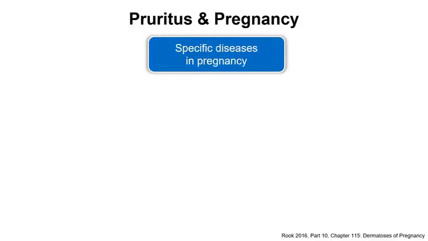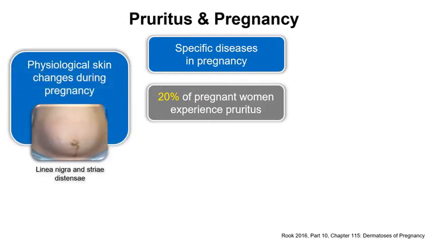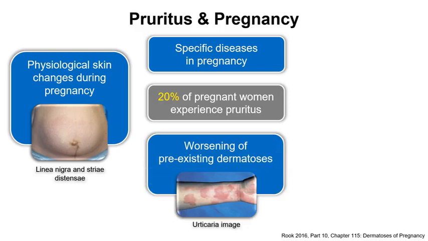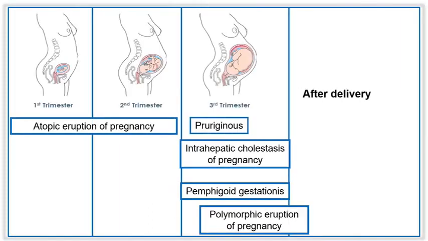And these specific diseases in pregnancy add to the occurrence of pruritus in 20% of the pregnant women, next to physiological skin changes, worsening of pre-existing dermatosis, or onset of new dermatosis. And these four conditions have to be taken into account when a pregnant patient comes to you and tells you, I'm itchy. Yeah, but how to differentiate these four specific conditions in pregnancy? And the time course when it starts is interesting. So atopic eruption of pregnancy starts early, while the other three start later or even after delivery.